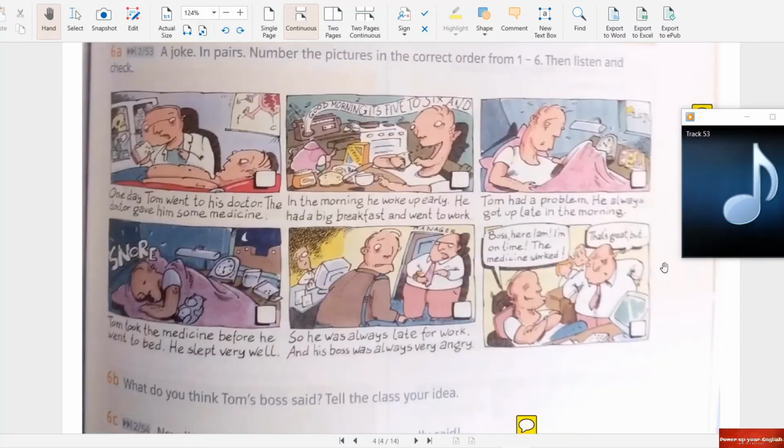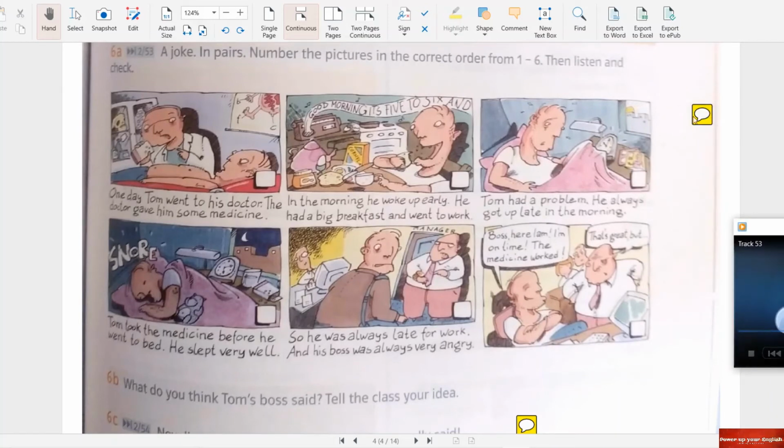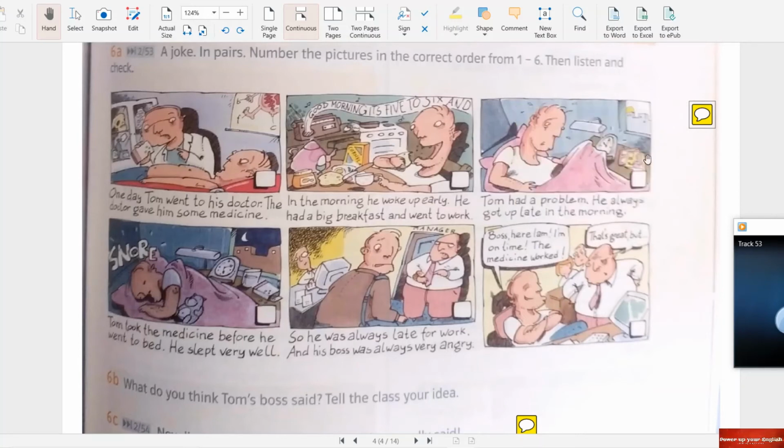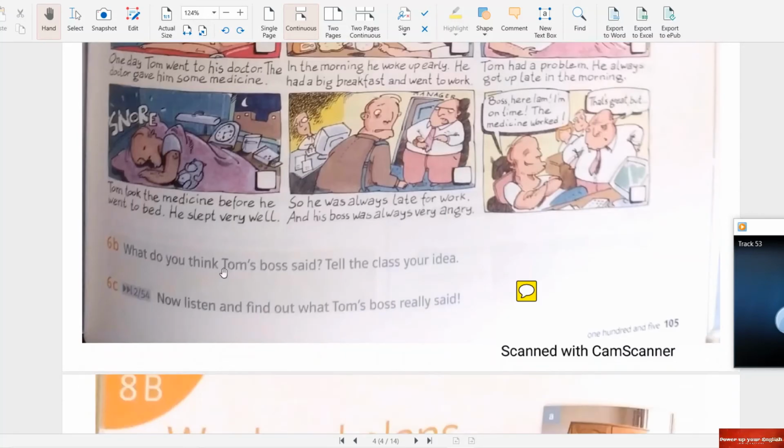But, so have you put the dialogue in order? So it would be 3, 5, 1, 4, 2, and 6. Are you curious to know what Tom's boss said? Let's find out.